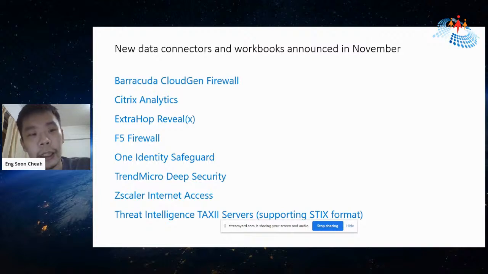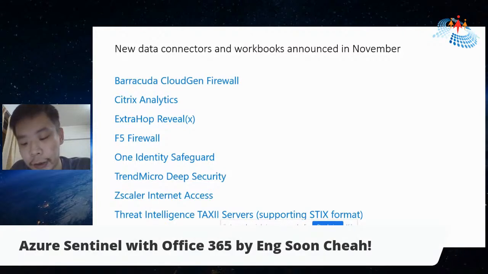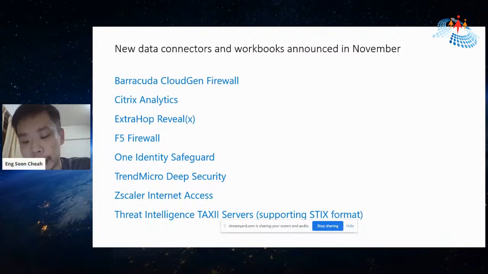Other than the data connectors and workbooks announced in November, Microsoft now also includes new data connectors for cross-cloud sources like AWS, Amazon. And here you can see the data connectors available in Azure Sentinel.